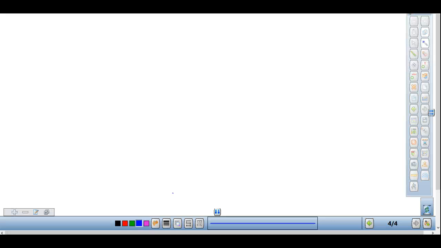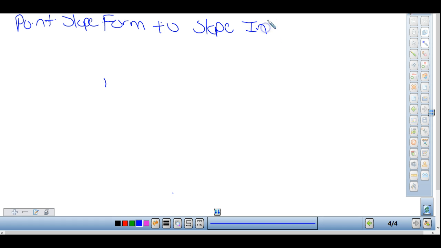Alright, label this in your notes. Point slope form to slope intercept form.